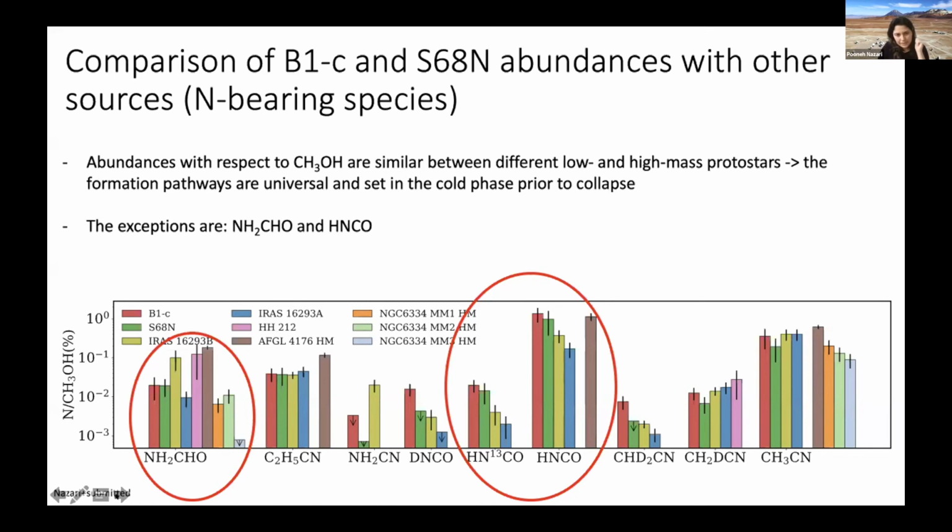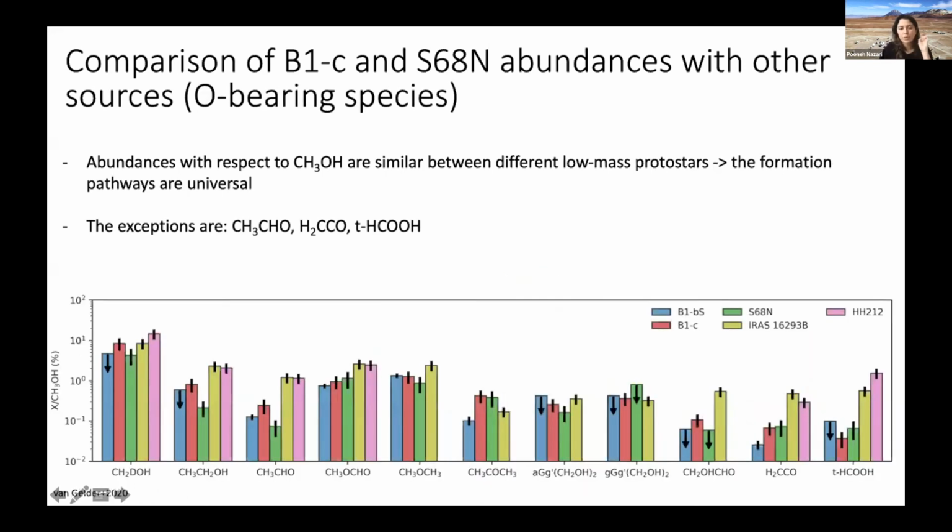I'll come back to this later, but first I want to show you what Martijn van Gelder did for the O-bearing species. So this is exactly the same plot that I showed you for N-bearing species, but now for O-bearing ones. And again, for most of the molecules, we see a constant abundance ratio between the different sources. But for some of them, again, we are seeing these large variations.